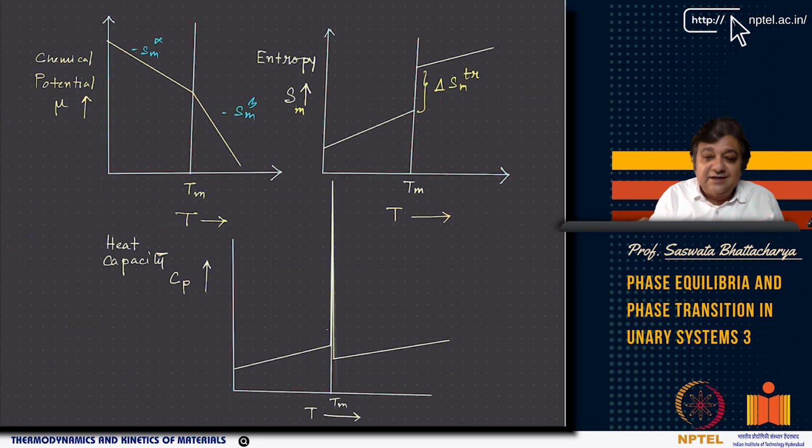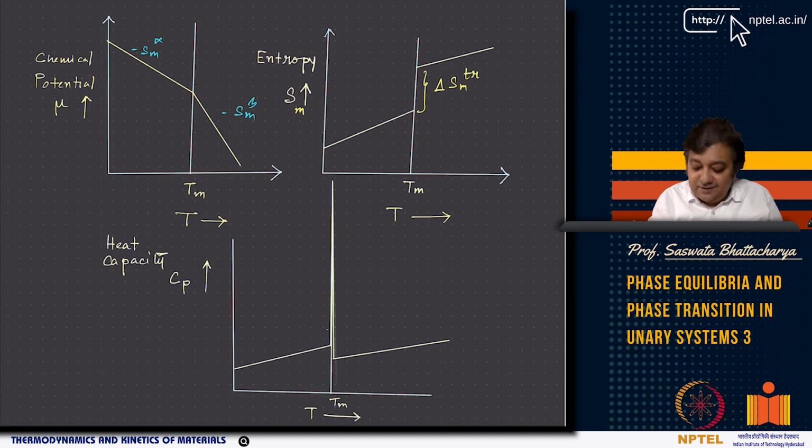Now what about Cp? Cp, as you know, del S del T is Cp by T. So at the discontinuity there will be a very sharp rise in the heat capacity, right? It will basically go to a very large value, as high as infinity, because this is a discontinuity. So there is a very large change, a sudden shoot up in the heat capacity at the transition temperature, here the melting point.